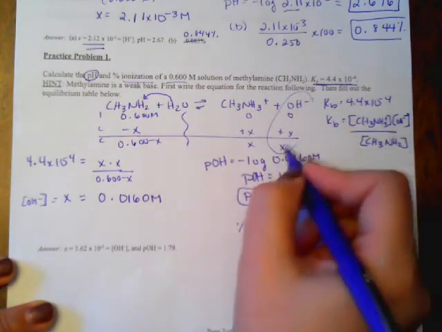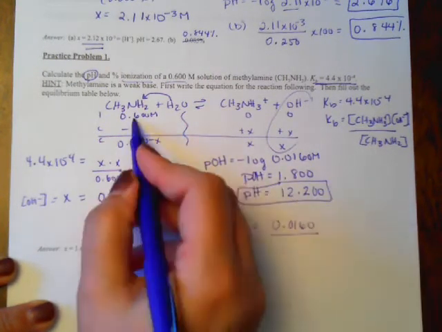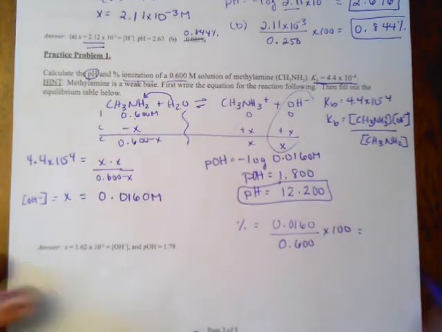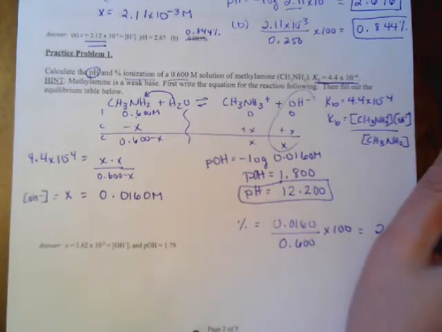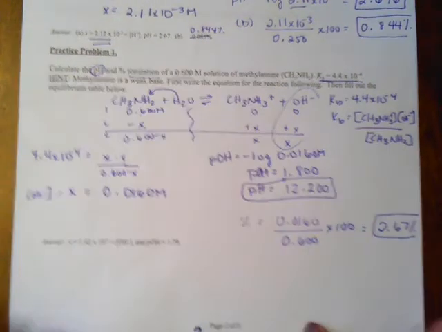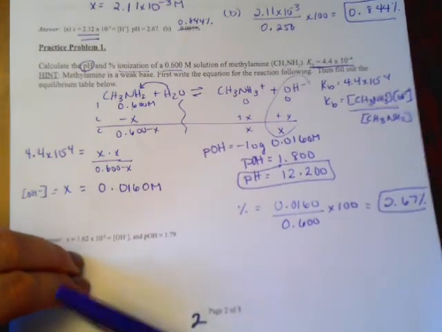So that is our pH, and then we want our percent ionization. Again, our percent ionization is the concentration of our hydroxide ion, which was 0.0160, over the original concentration of our base, which is 0.6, times 100. And so we get 2.67%. And that is how we find the pH, pOH, and percent ionization for weak acids and weak bases.